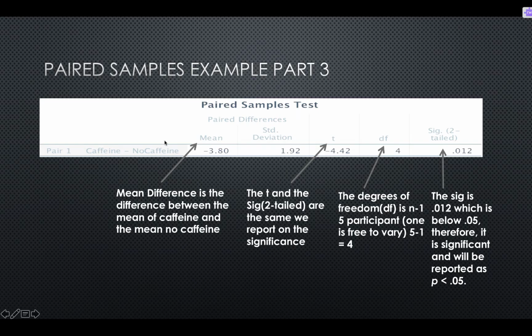What we're looking at here is part 3. This is the paired sample t-test. First off, this right here is the mean, okay? And that's the mean difference between the two means we saw earlier in the video, okay? Here's your t-value, your df, and your significance level. This one is below 0.05, so it will be reported as p is less than 0.05.